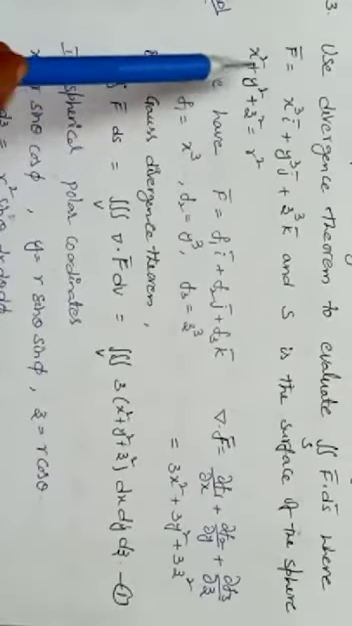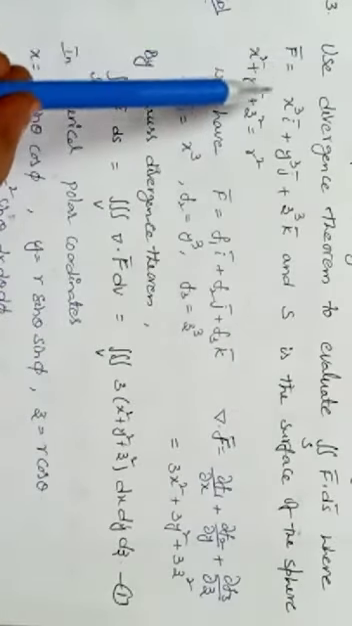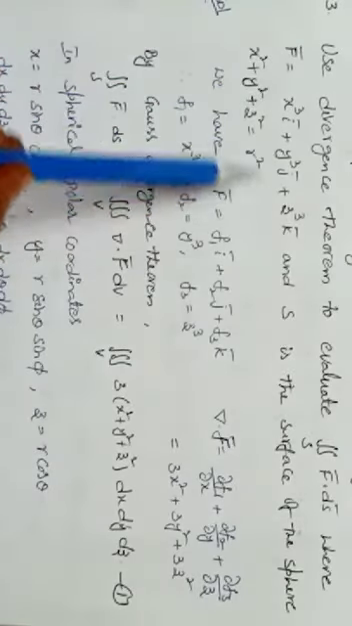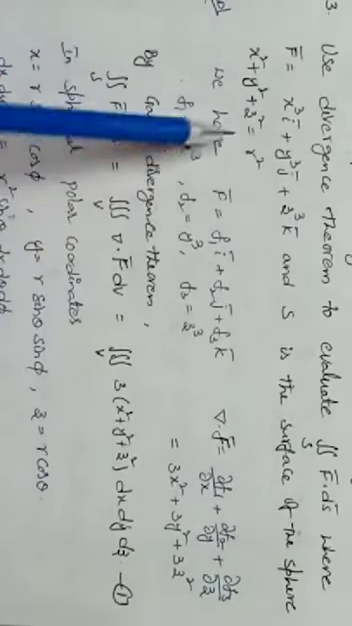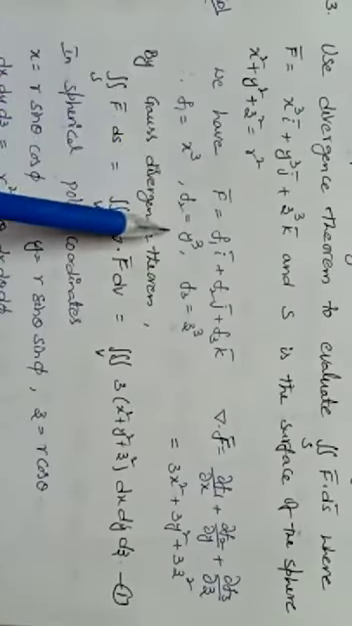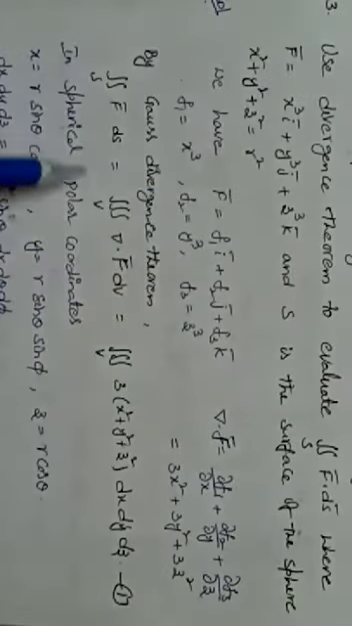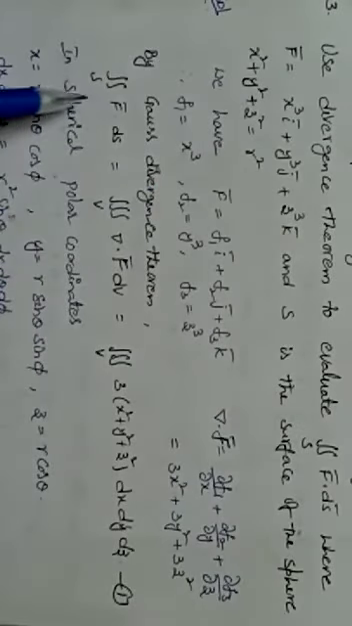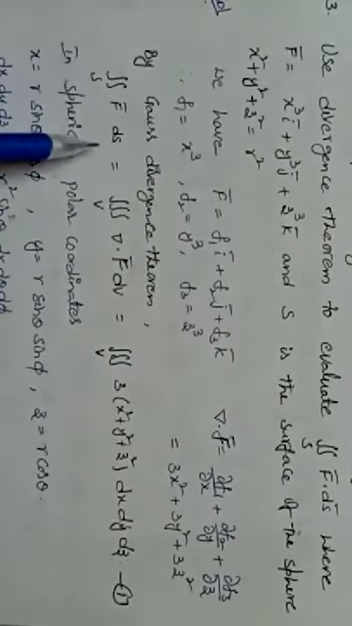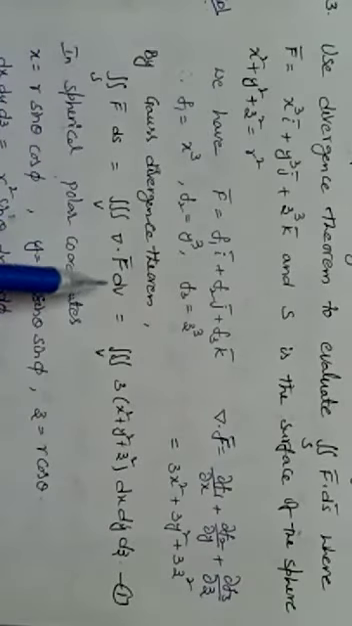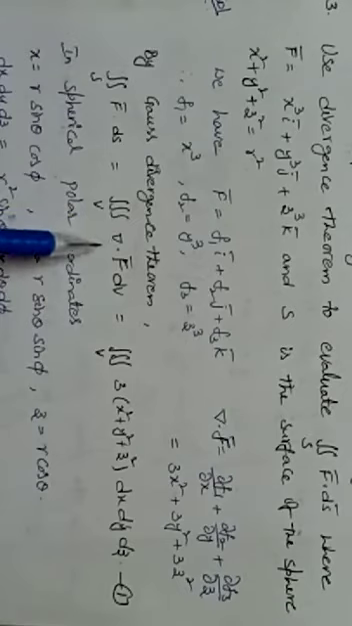So already we know F bar is written as F1 i bar plus F2 j bar plus F3 k bar. By comparing these two, you will get F1 is equal to x cubed, F2 is equal to y cubed, F3 is equal to z cubed. By the Gauss divergence theorem, the integral over S of F bar dot dS is equal to the volume integral of div F bar dV. So you need to find div F bar.